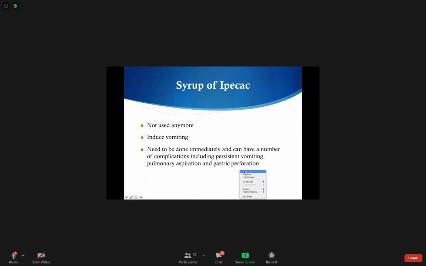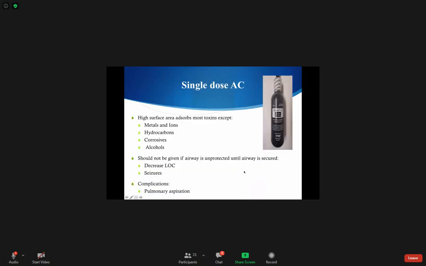Ipecac that causes vomiting is out. You don't use it. If you use it, you know you're wrong. Single dose activated charcoal, you give them 1 gram per kilogram of activated charcoal if they come within 1 hour of ingestion and they have normal mental status and you're not expecting them to seize right away. So if they're stable, you can give it, but it doesn't bind to metals and ions.